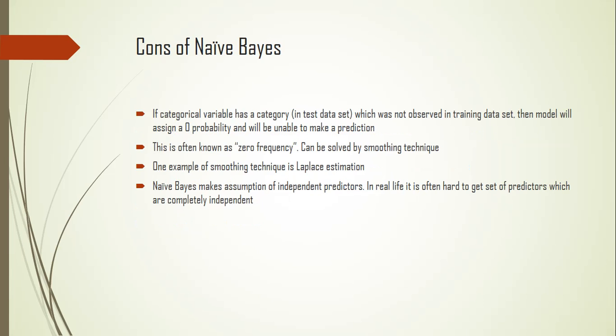Now coming to cons of naive Bayes, if a categorical variable has a category in the test dataset which was not observed in the training dataset, then the model will assign a zero probability and will be unable to make any kind of predictions. This is often known as zero frequency. This can be solved by smoothing technique. One example of smoothing technique is Laplace estimation. Naive Bayes makes assumption of independent predictors. In real life, it is often hard to get a set of predictors which are completely independent.